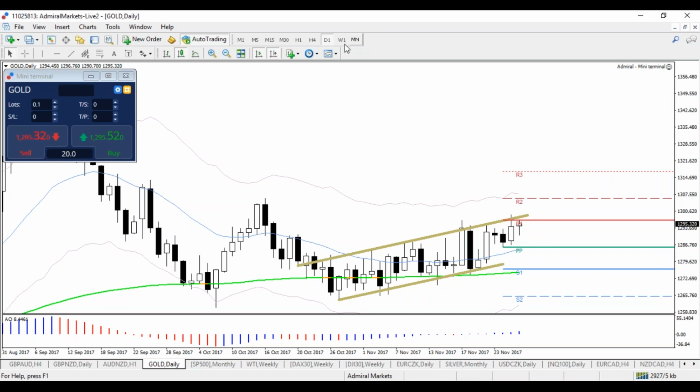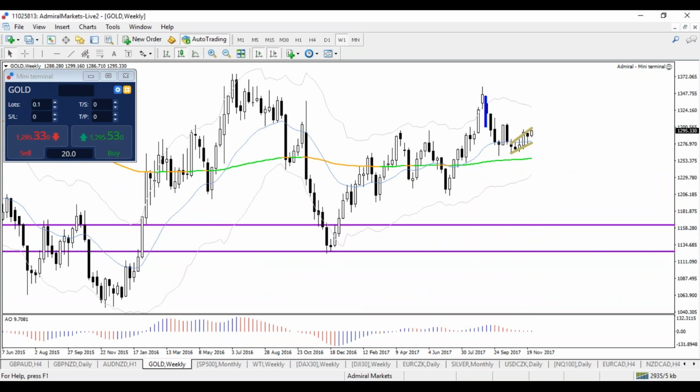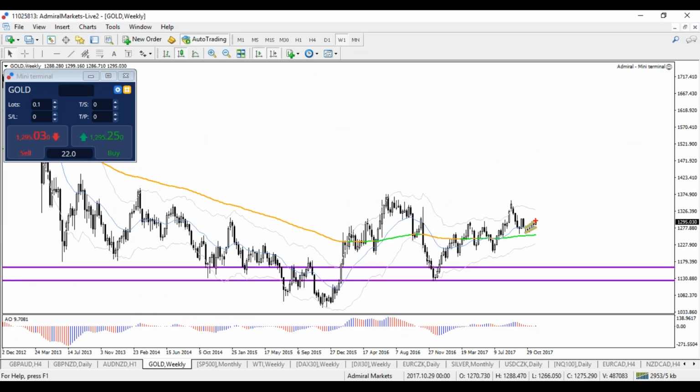Still in the same structure, in the sense that I think this could be an A correction. This is a B, and down it can go for C, back to test the support, and then up it can go again. That is basically my main analysis. I would hope that it makes this last dash to complete this correction, and I'll be looking to buy myself in this zone or close to this zone for a long-term target to the upside. That's my plan at the moment.